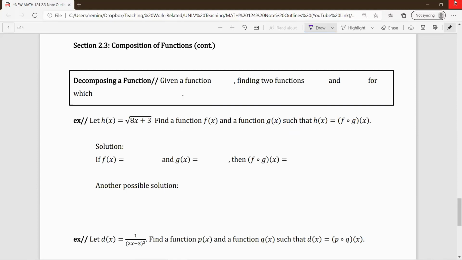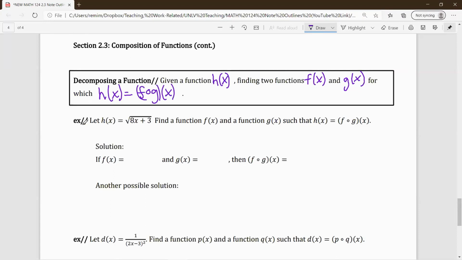So instead of starting with two functions and plugging one into the other, we're going to start with one function and figure out how it could be composed by using two functions, and come up with two functions that we could do that with. So, decomposing a function. Say we are given a function, and we'll call it h of x. Our goal is to then find two functions, which we'll call f of x and g of x, for which h of x equals f of g of x.